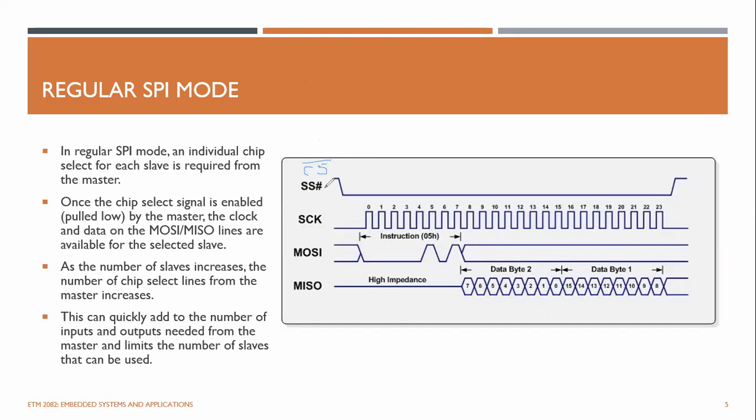Initially this line is at logic high. If you want to select a particular chip, you have to pull this line down, which is connected to the slave. Then you can start the clock pulses, and then you can send the data and receive the data. Here you can see there are several bits in the slave in or master out.